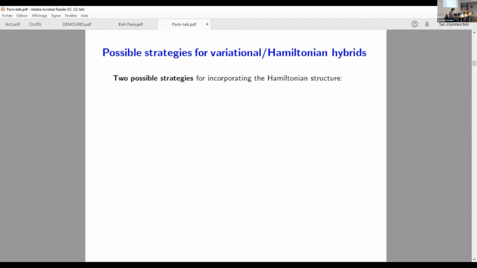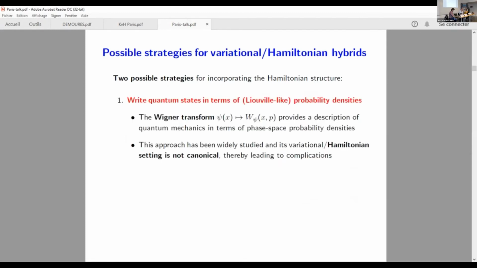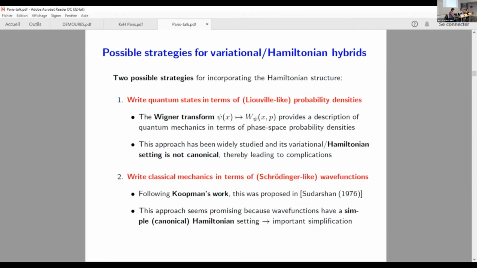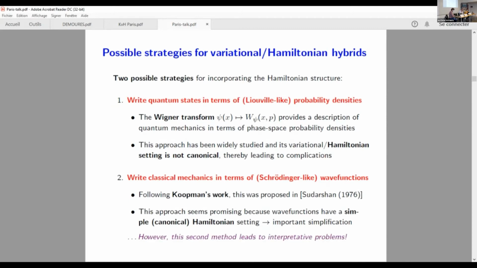So what possible strategies can we adopt to design these quantum classical models? One strategy is to write quantum dynamics in terms of Liouville-like probability densities. And this has been pursued, but it's complicated because these densities possess highly difficult non-canonical structures. And then there is another route, which is the complementary route. Why don't we write classical mechanics in terms of Schrödinger or Schrödinger-like wave functions? This was proposed by Sudarshan in 1976. And he had a proposal which, however, led to interpretative problems, and we're going to try fixing them.